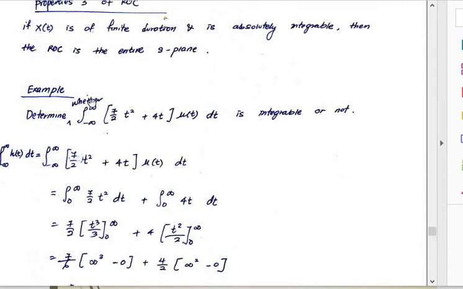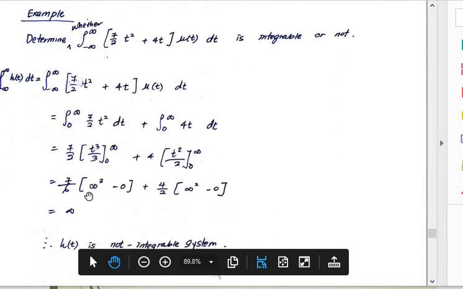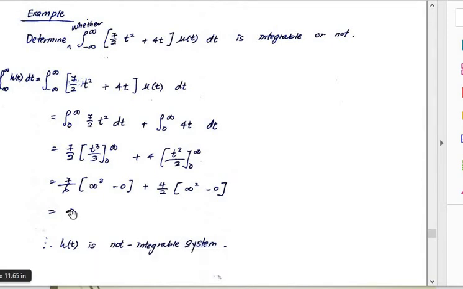So you need to test. You test the whole x(t) to see whether it's integrable or not. You integrate from 0 to infinity, integrating the whole thing. If you get infinity, that is not integrable. If you get a value, that is integrable. Then the ROC would be the entire S-plane.